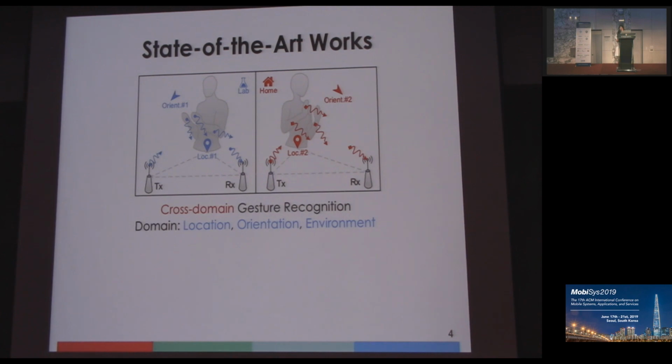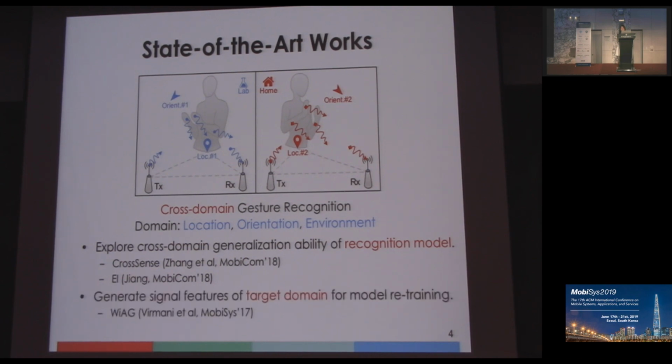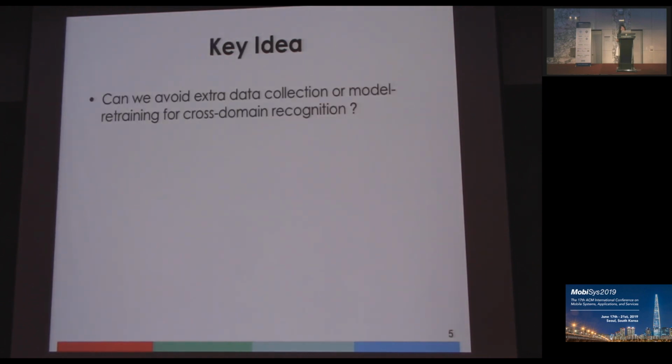That is, we may collect training data and testing data from two totally different domains, like different locations, different orientations, and different environments. To solve the problem of cross-domain recognition, previous work either explores the cross-domain generalization ability of the recognition model or virtually generates features for target domains. However, we found that existing works still require extra training efforts, as they may need to collect data from the new domain or retrain the model when the new domain is added. So here is the question we face. Can we avoid extra data collection or model retraining for cross-domain recognition?